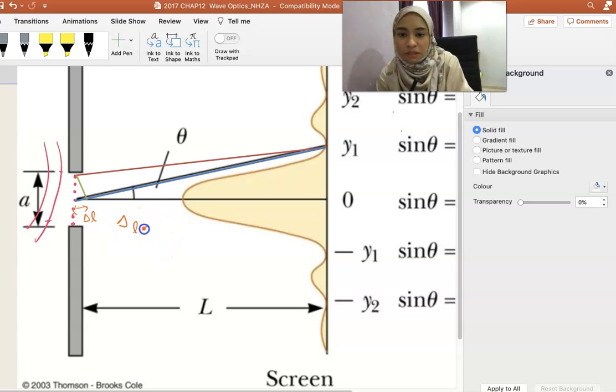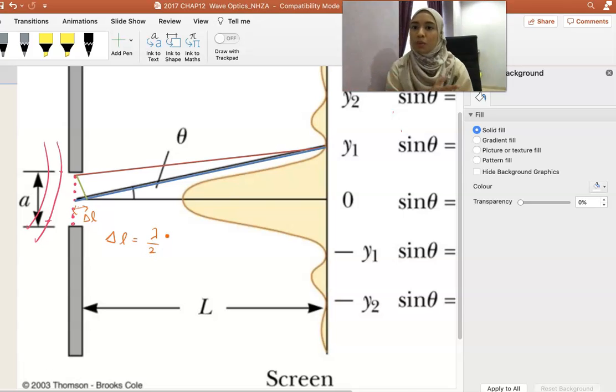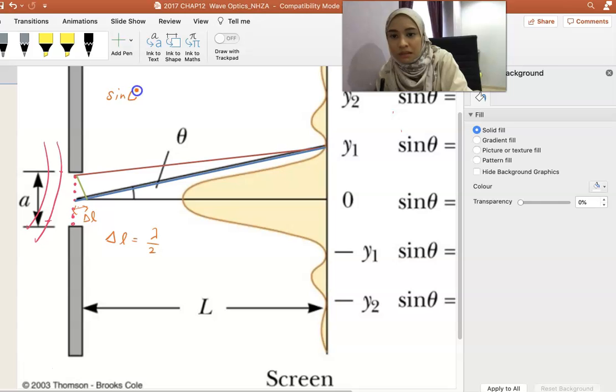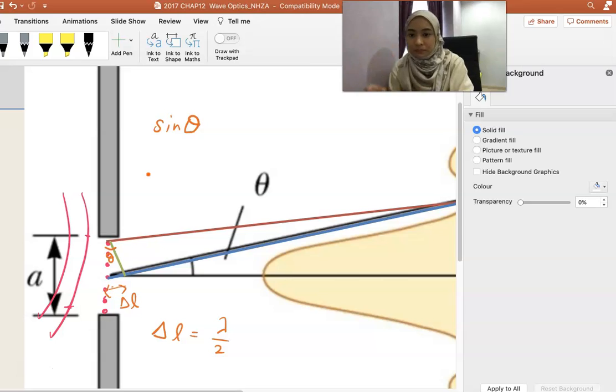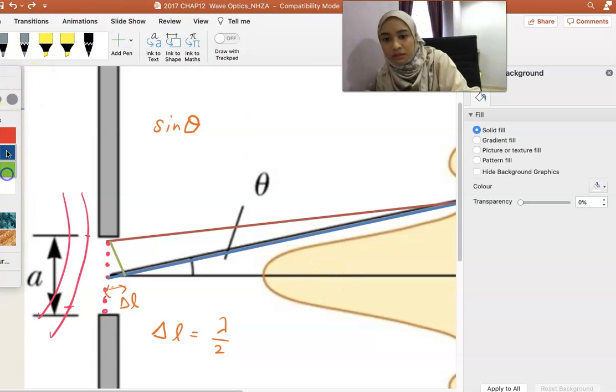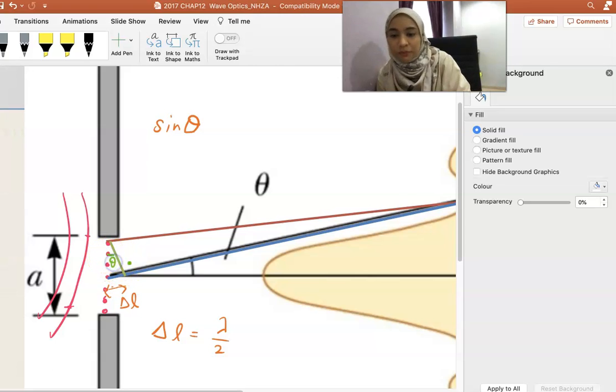Remember delta L. Delta L is equal to half a lambda if I want my destructive interference to happen, right? And in Young's double slit experiment, we figured out that sine theta, assuming this is theta, so that is a theta. This guy over here is a theta. Let me use a different color. Okay, so that's your theta.